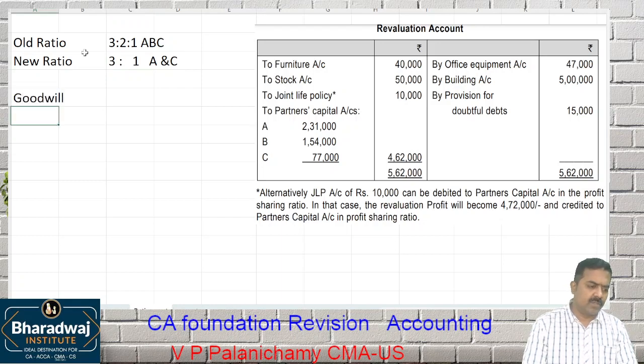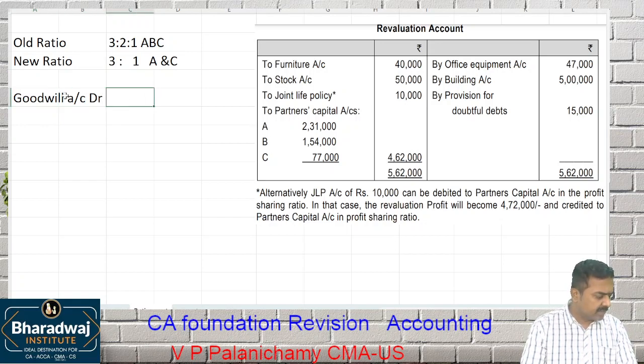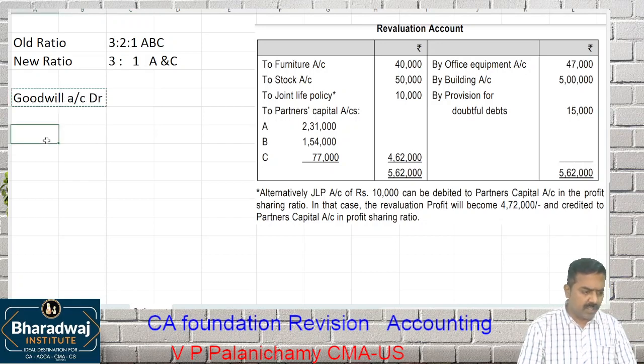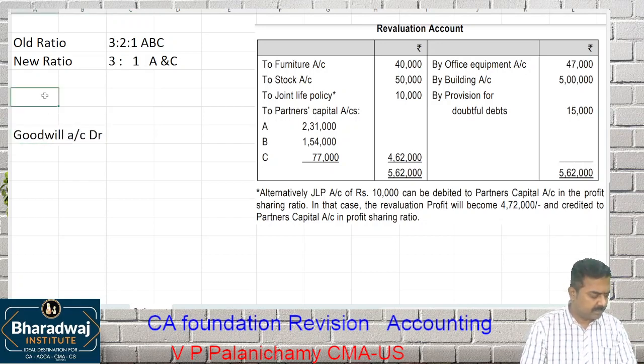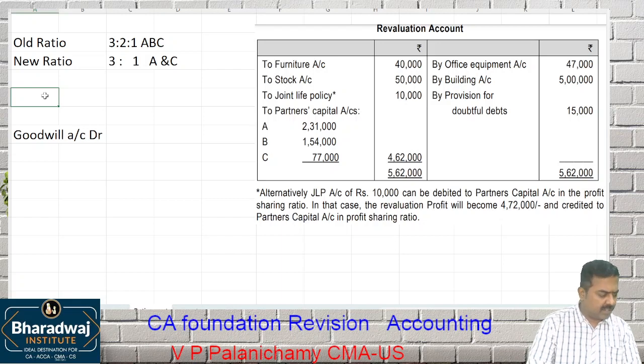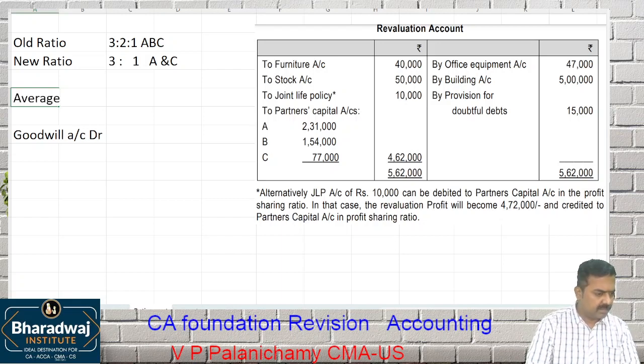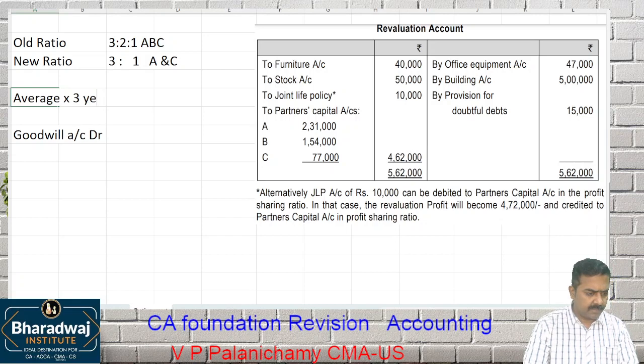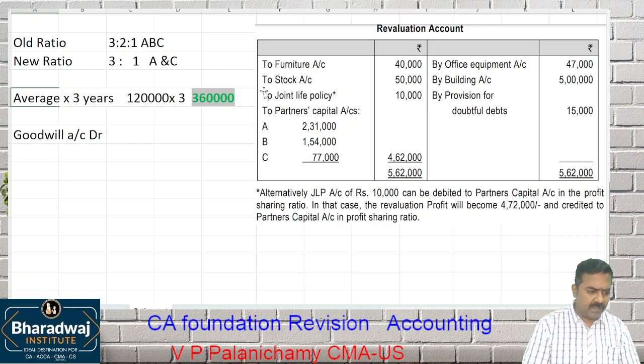Goodwill. What is a goodwill? Goodwill account data. What is a goodwill value? 3 years purchase of 4 years average is given. So goodwill, how to value the goodwill? What is the average? Into 3 years. 1,20,000 into how many years? 3 years, how much? 3,60,000. How to adjust for goodwill?